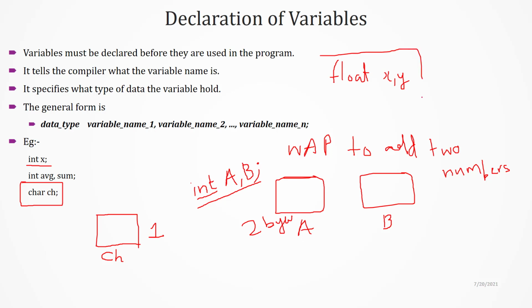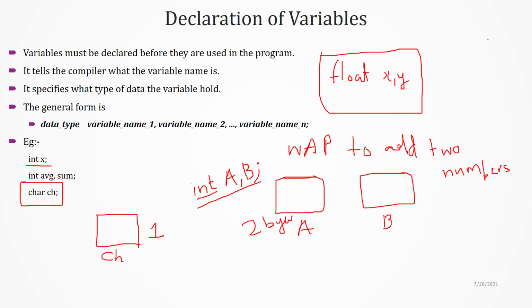Yes, sir. So what's the meaning of this statement? Float x comma y. What will be float? Which type of data can be stored in float? Okay, you just listen. So float means we can store fractional type of data.